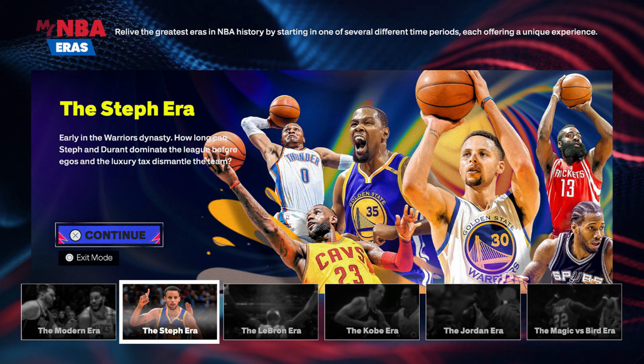NBA 2K completely changed franchise mode a few years ago when they introduced the Eras mode. Instead of starting in the modern NBA every single time, you could go back and relive different periods in basketball history with the correct teams, uniforms, courts, rules, and even presentation. And it got me thinking, why doesn't college football have something like that?